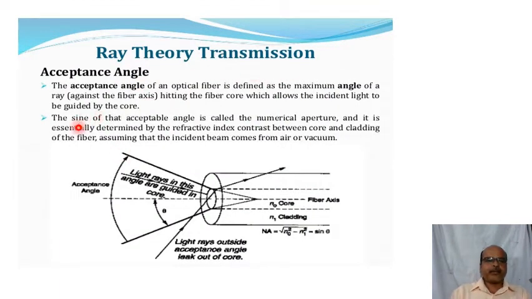Ray theory of transmission. In this, acceptance angle is a term. The acceptance angle of an optical fiber is defined as the maximum angle of a ray hitting the fiber core which allows the incident light to be guided by the core. The sine of that acceptance angle is called the numerical aperture, and it is essentially determined by the refractive index contrast between core and cladding of the fiber, assuming that the incident beam comes from air or vacuum.